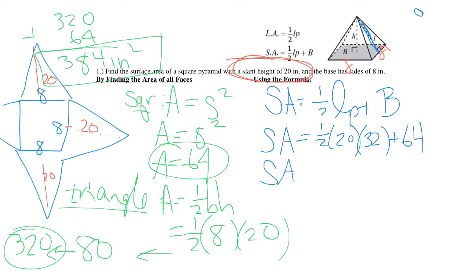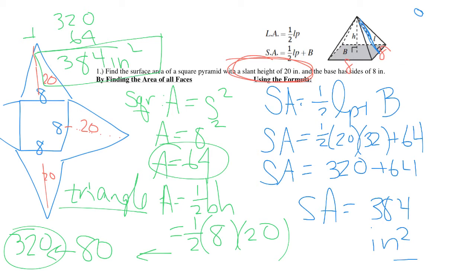All right, let's continue on with our formula. 1/2 of 20 is 10, and 10 times 32 is 320. And we want to add 64 to that. Our final answer is 384, just like last time.